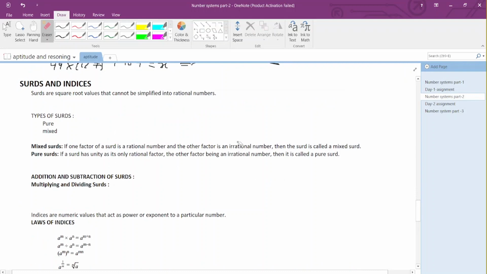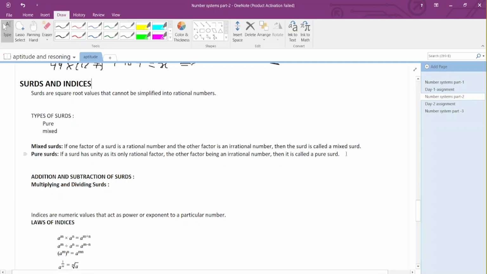Yeah, moving forward, our next topic is surds and indices. First we will learn about surds, and then we'll go to indices. Okay. So what are surds actually? Surds are square root values that cannot be simplified into rational numbers. Let's suppose you consider root 2, root 3, we cannot convert those values into rational numbers, right? Because it won't terminate after the decimal point.